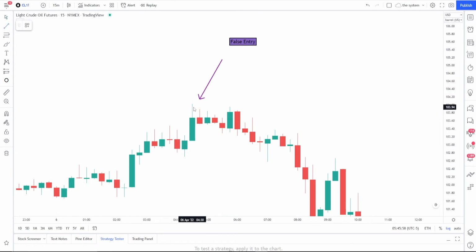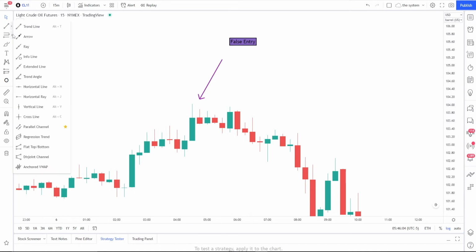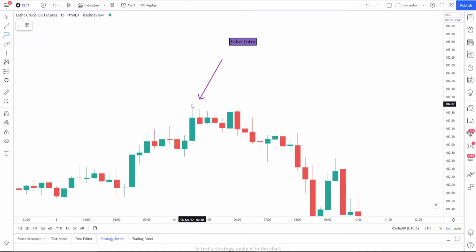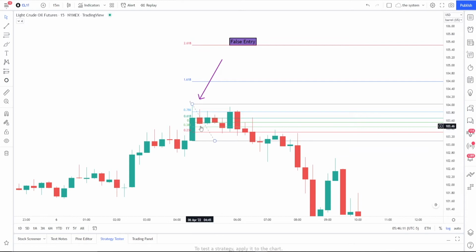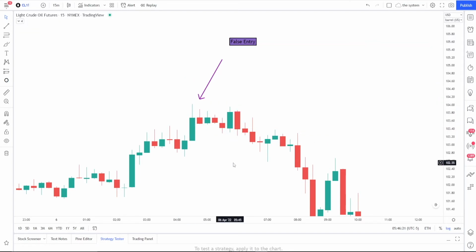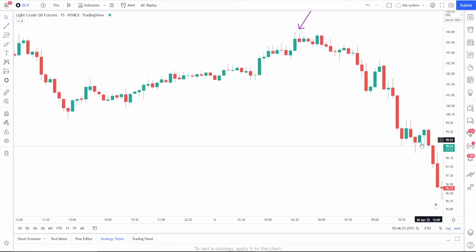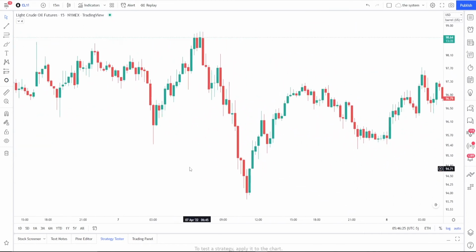If we saw an open around here, then this would have been a perfect pattern, but we are far too far away. In fact, if I even draw a Fibonacci retracement, you can see that we've actually opened at the 61% level. This is far too distant from the high of our green candle, so we do not take that type of entry. And I did mark off another false entry as well for us.